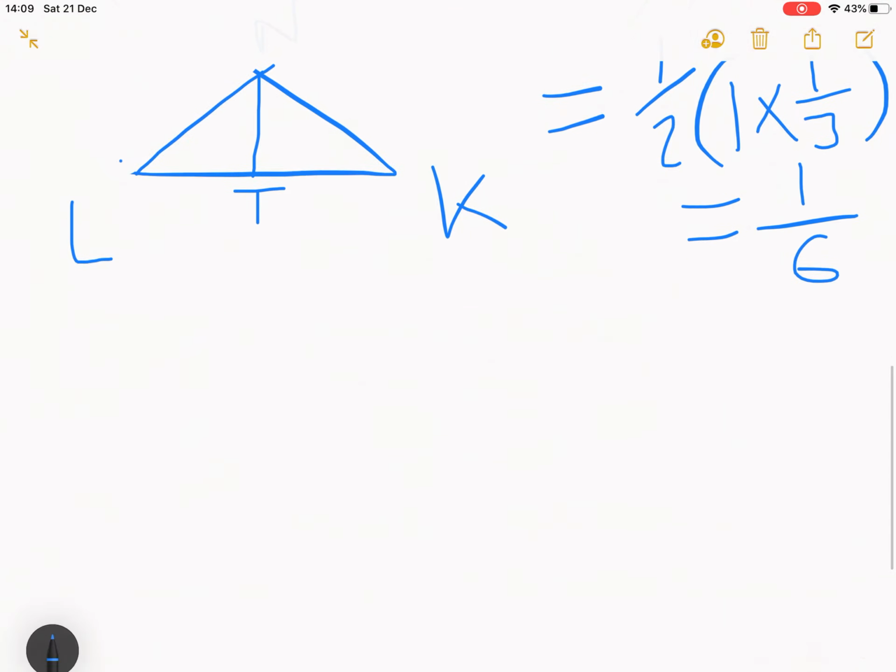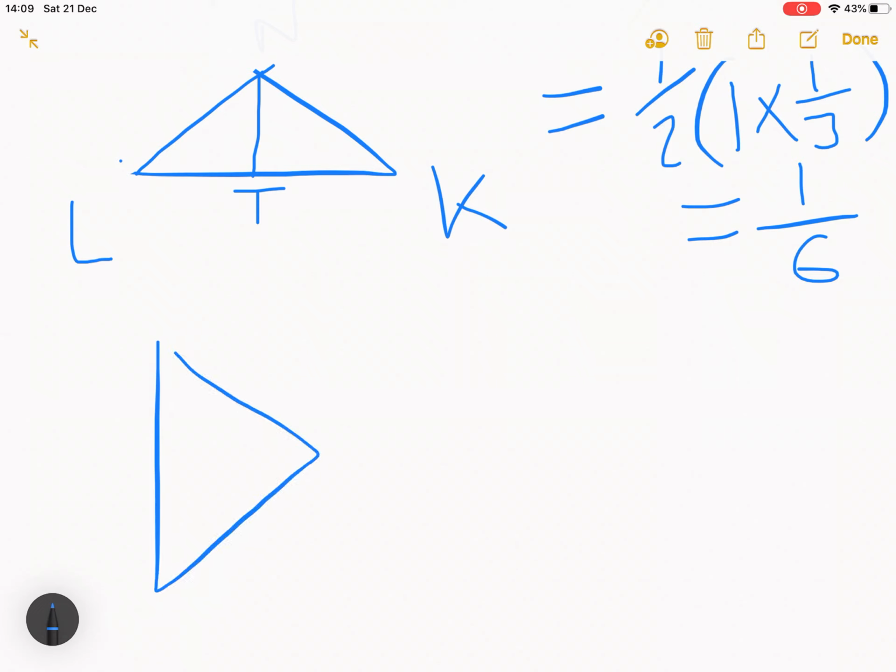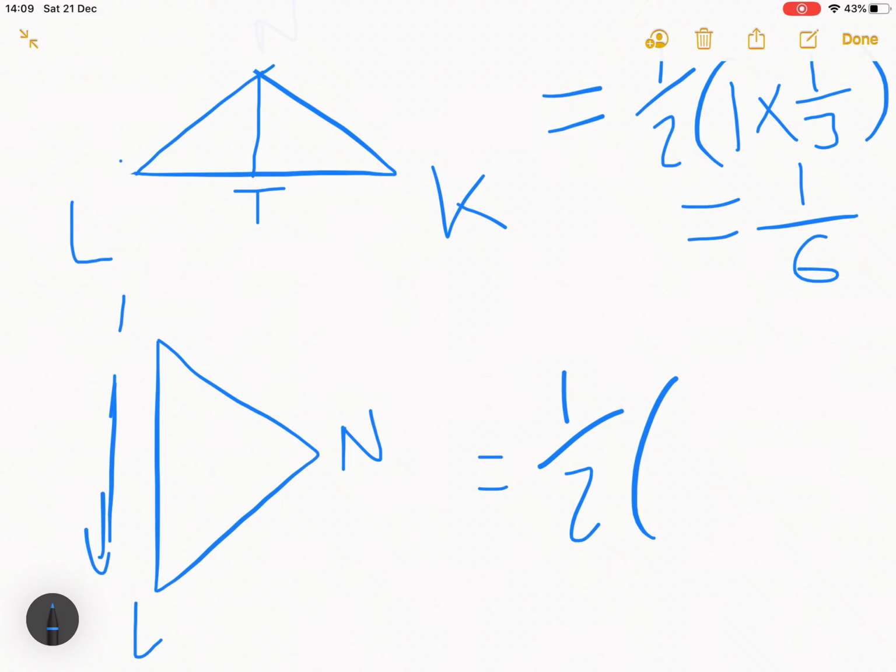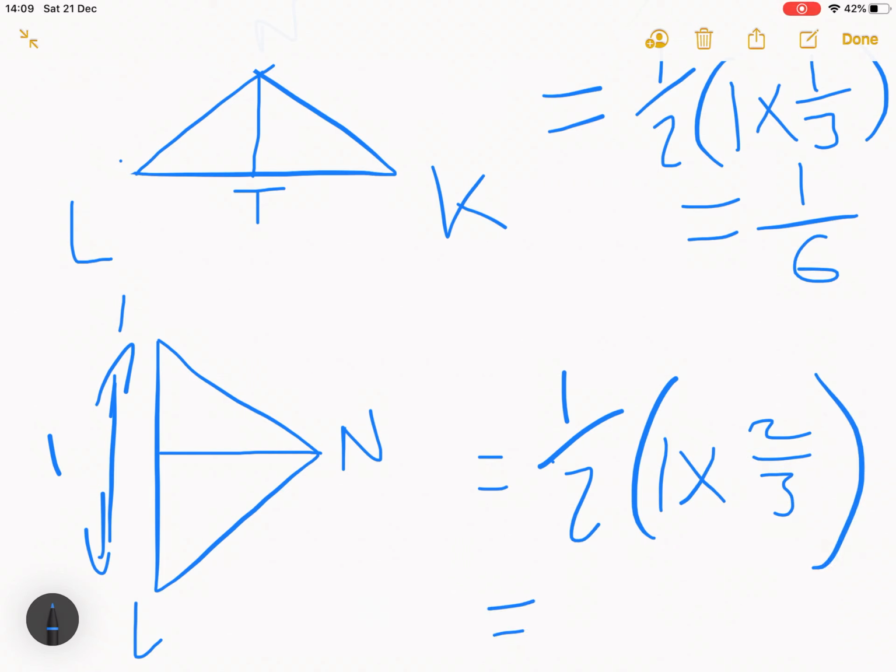Then we have the area of INL, which is this one. That's half times its base, which we know is 1 because it's the side, times 2/3, because we figured out that this was double N to S. So that would be 1/3.